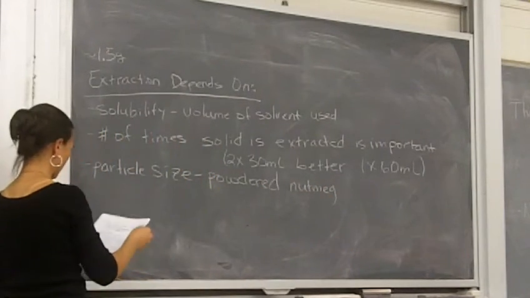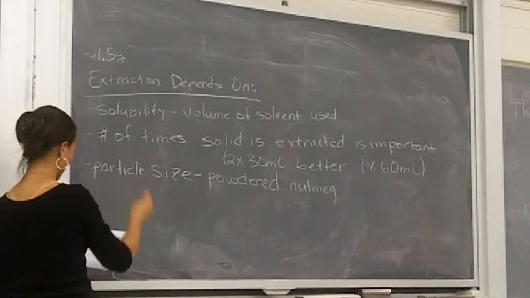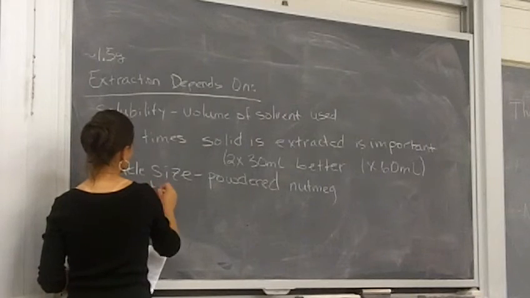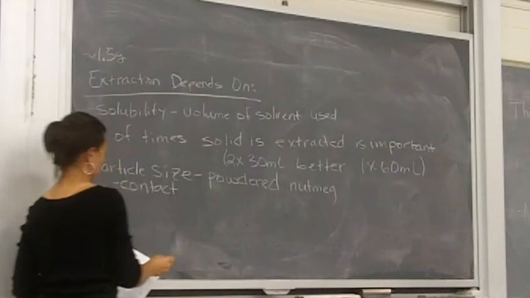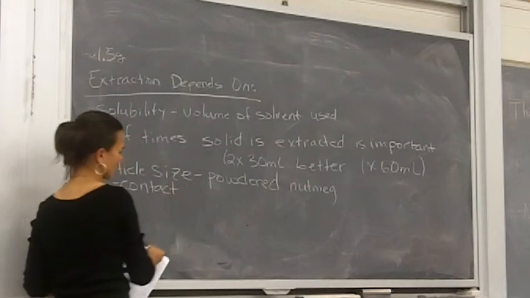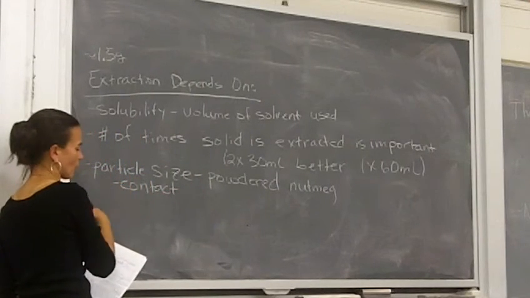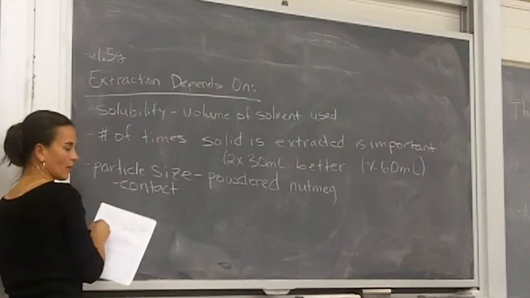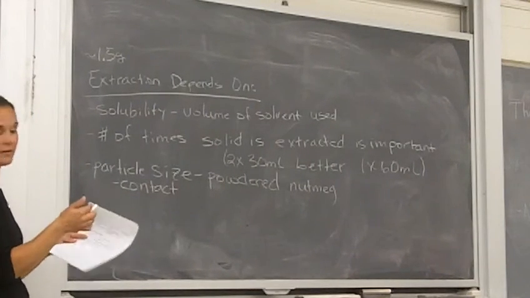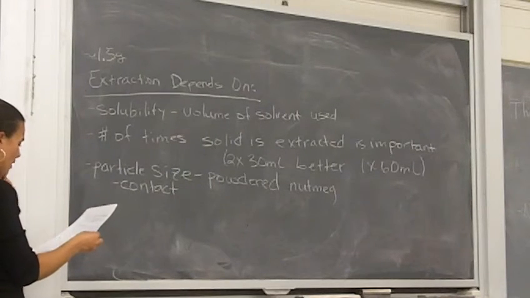The other thing with particle size, you could also call this making sure you have good contact, okay? So by having a smaller particle size, we've got good contact of the powdered nutmeg with the ether. You want the ether and the nutmeg coming together really often and coming together well to make the extraction work, all right?